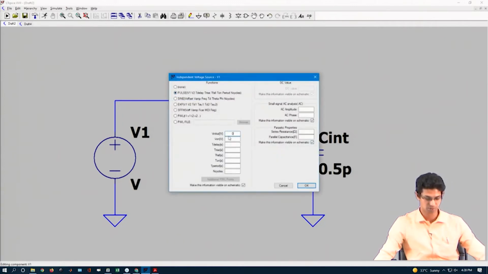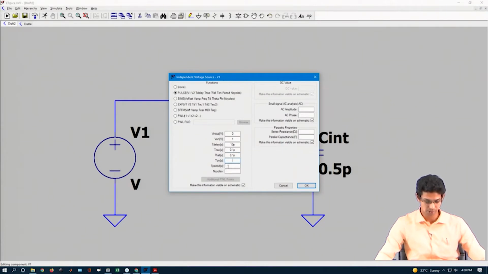Initial value of the pulse voltage I have set as 0, final V on I set as 1. I am also including a delay, because it is easier to delay the starting point of your pulse, because then it becomes easier to compare the different rise times and delays for different circuits. This T rise you should keep as small as possible. We want an ideal pulse. Similarly, for T fall, let us keep it as small as possible.